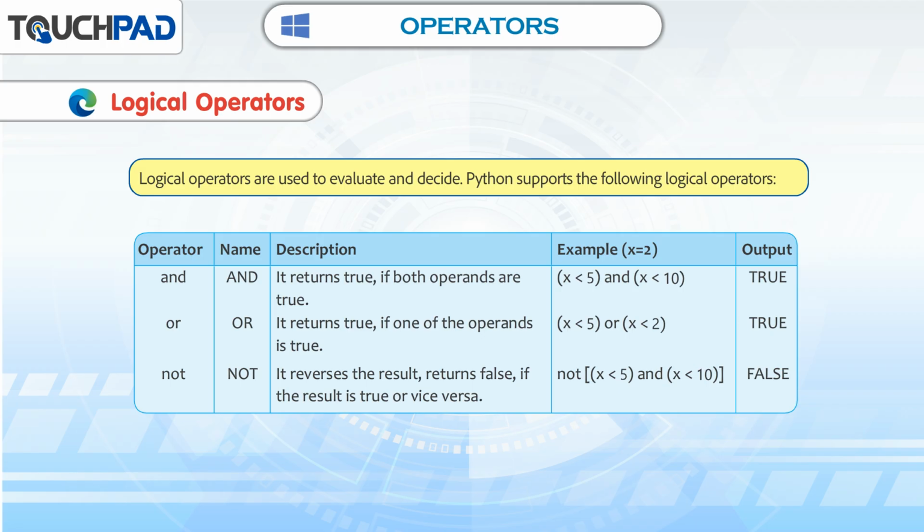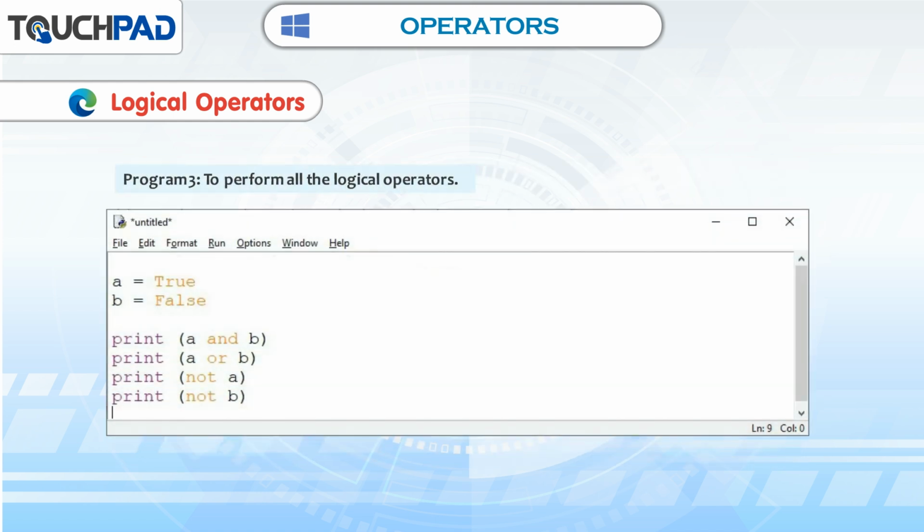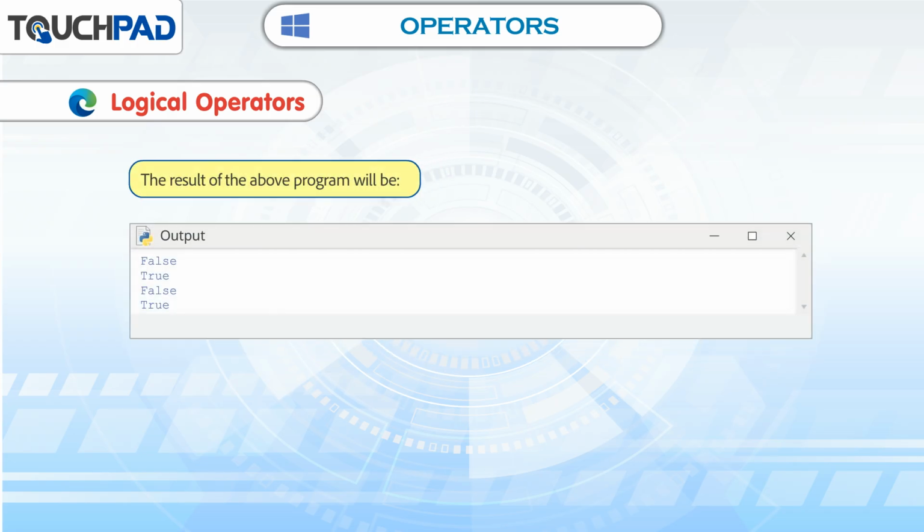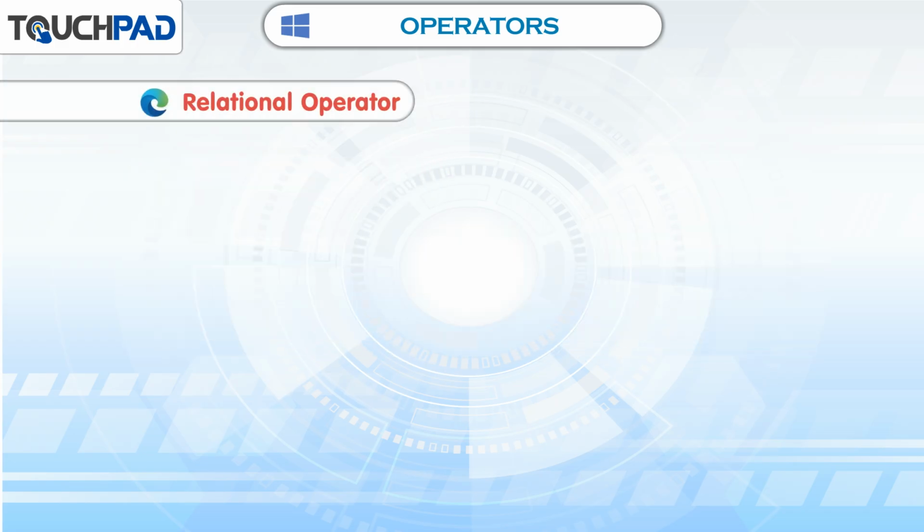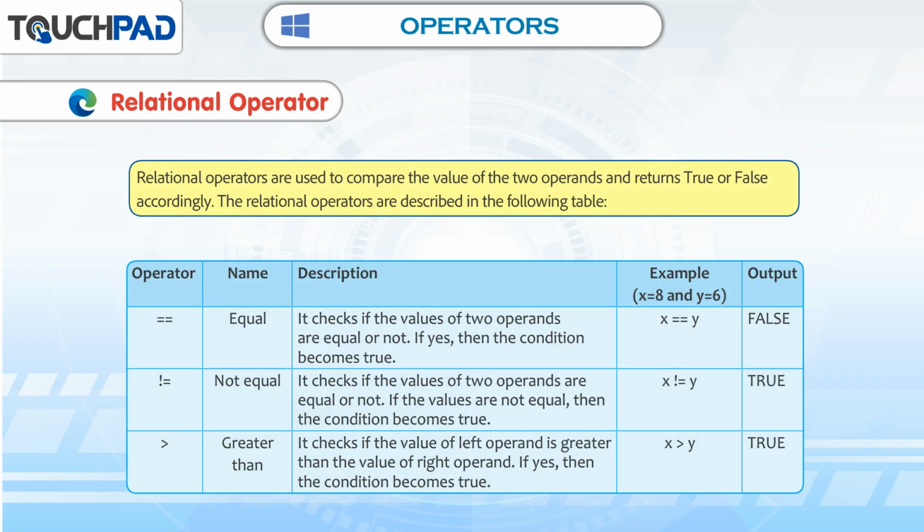Or: it returns true if one of the operands is true. x < 5 or x < 2, the output would be true. Not: it reverses the result, returns false if the result is true or vice versa. not(x < 5 and x < 10), the output would be false. Program 3. To perform all the logical operators. The result of the above program is shown.